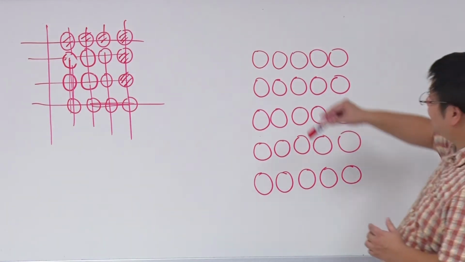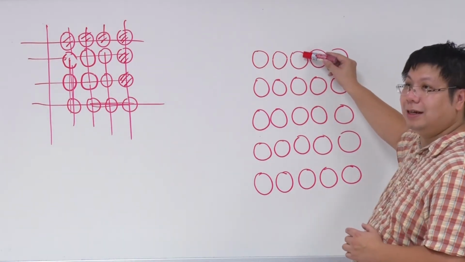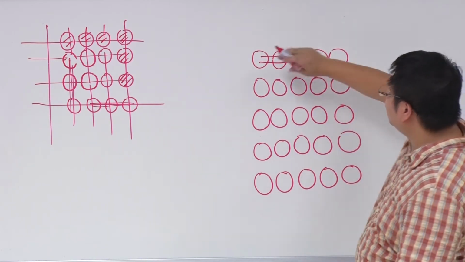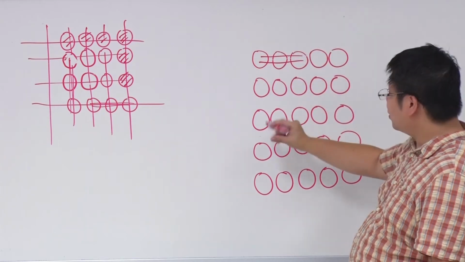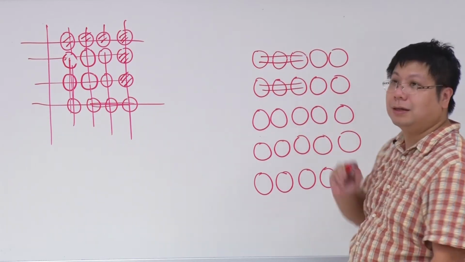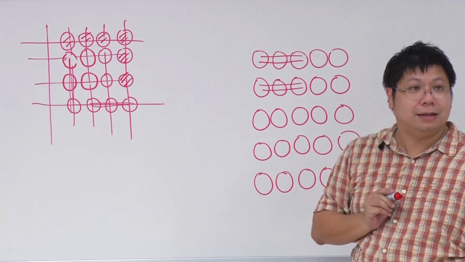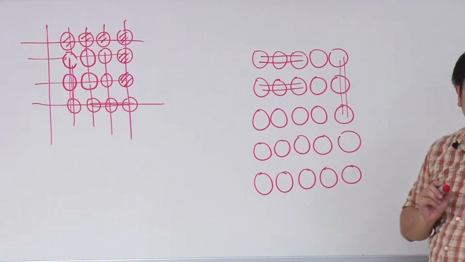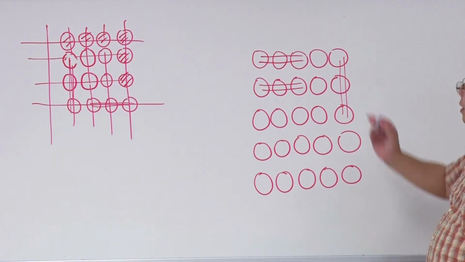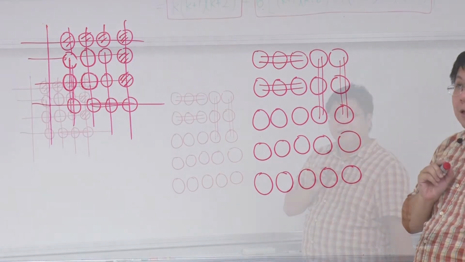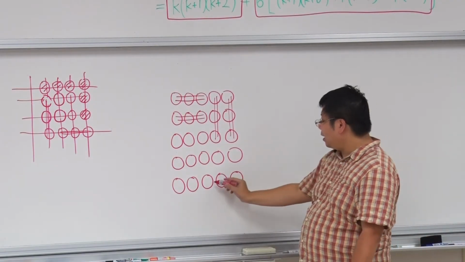I can use the same trick. I have an L shape here, right? I can delete these three. Okay, now these three are gone. So I can look at this L shape, and then I'm going to delete these three. Does that make sense? Now, I have an L shape here. I can delete these three. Is that okay? Now, these three are gone. I have another L shape.